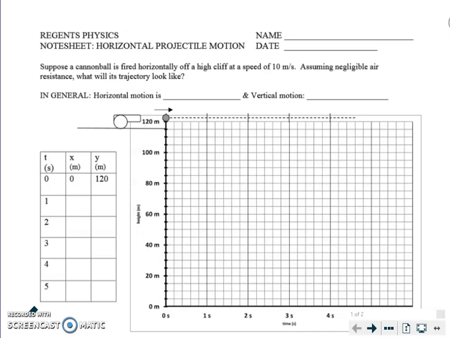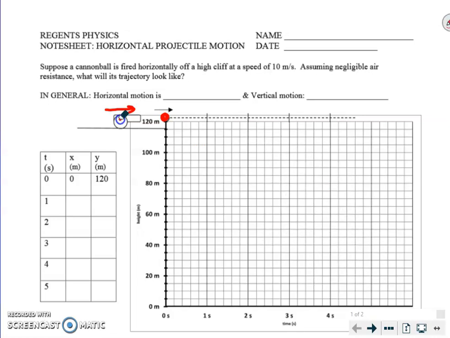So let me give you the situation. We're going to have a cannon. We're going to aim the cannon horizontally off of some cliff. The cliff is about 125 meters tall. And we want to understand where this cannonball is going to be at various times, after 1 second, 2 seconds, 3 seconds, and we're going to plot its position at various points. So we got to calculate where it's going to be before we can plot it.